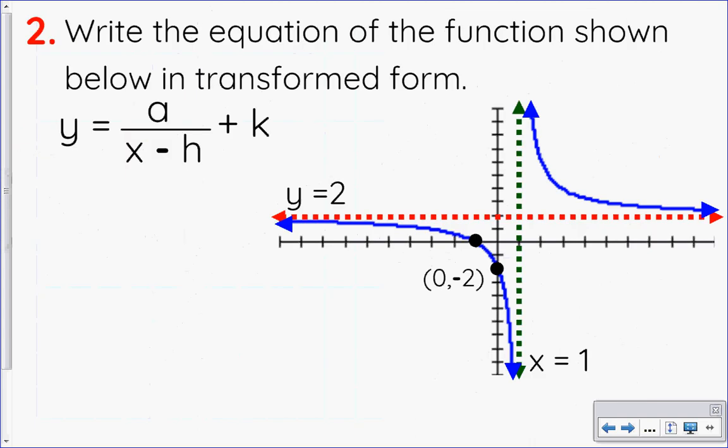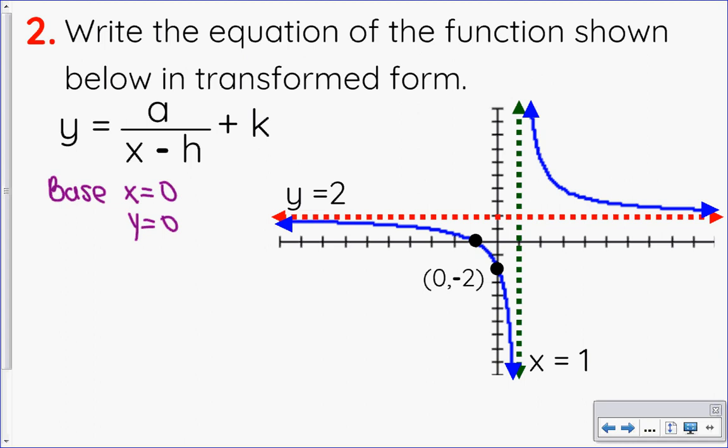Okay, let's look at number 2. Number 2 is write the equation of the function. So I have my function. I want to write the equation in transformed notation. So this all comes back to my base function. I know that my base function has a vertical asymptote at 0 and a horizontal asymptote at 0.